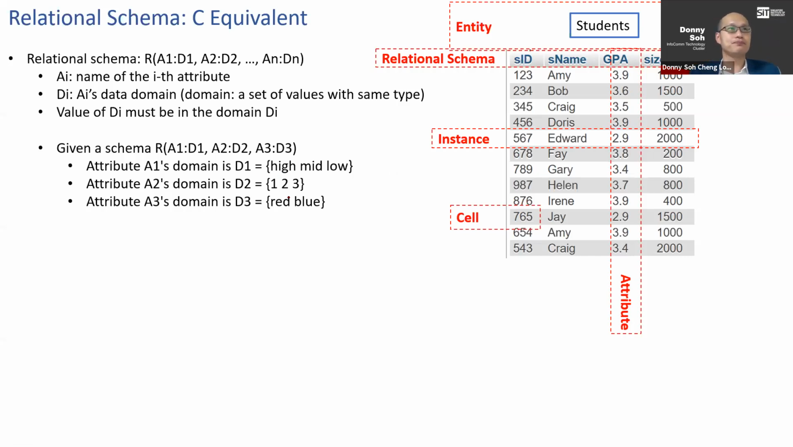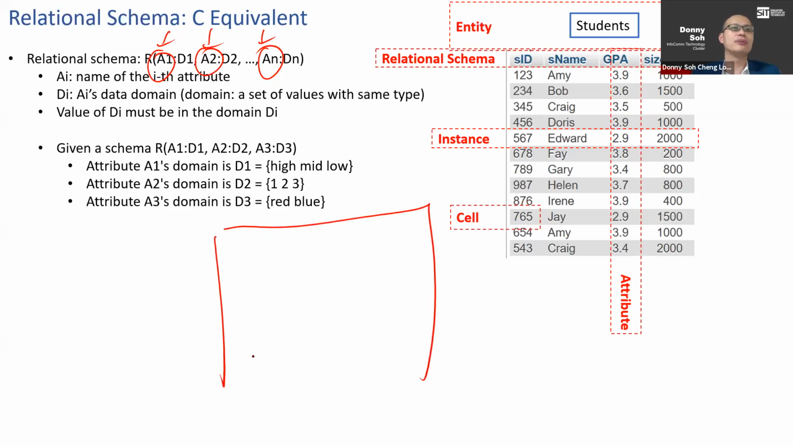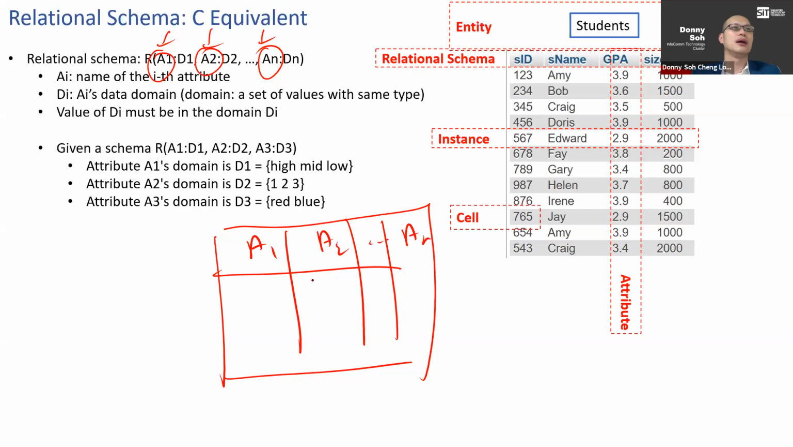So in this relational schema, I have A1, A2, and up to AN. These are my so-called table attribute names. And every single attribute has a data domain. In this example, this is what possible values this particular column can hold. In this case, it can be high, medium, or low. In this case, 1, 2, or 3. A3 is red or blue. So basically, this is what the relational schema and the data domains are supposed to provide.